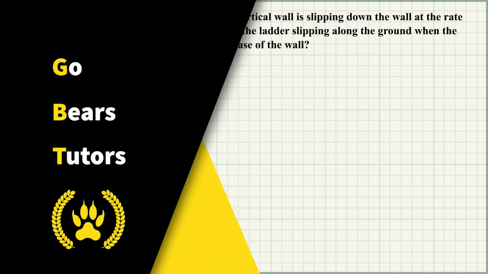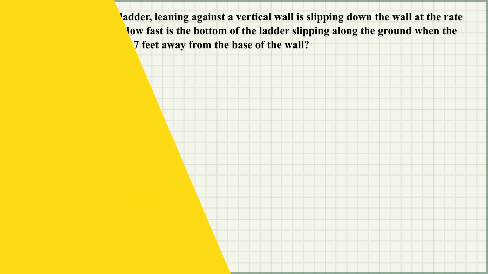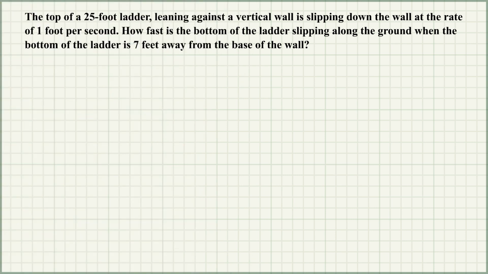The top of a 25-foot ladder, leaning against a vertical wall, is slipping down the wall at the rate of 1 foot per second. How fast is the bottom of the ladder slipping along the ground when the bottom of the ladder is 7 feet away from the base of the wall? This is a classical related rates problem, usually introduced in a differential calculus course.